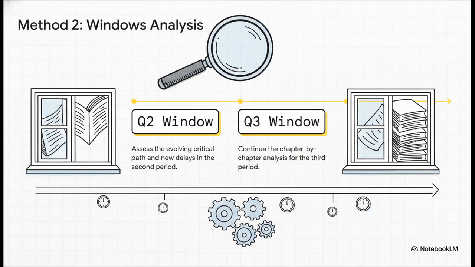This method basically chops the project's timeline into smaller pieces, or windows, usually month by month. By looking at how the critical path changed within each little window, you get a much clearer, evolving story. It's like watching the project unfold chapter by chapter, instead of just reading the last page. It's a really trusted method.